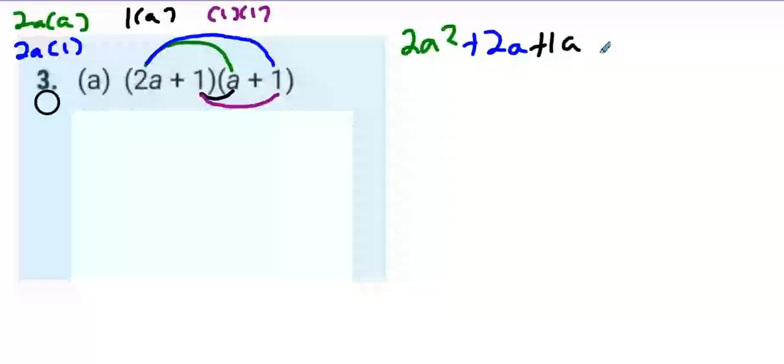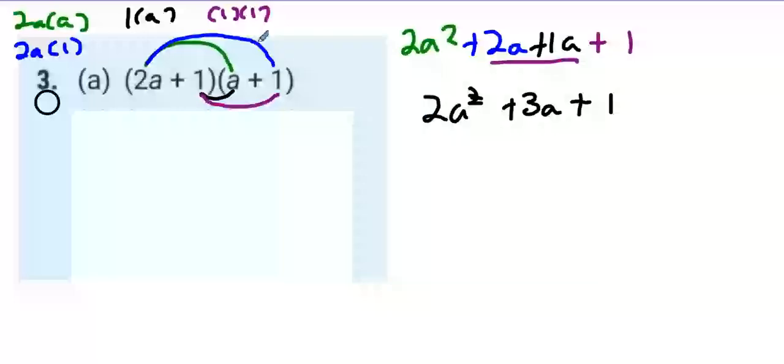Okay, and then what happens then? 2a squared, you can bring down as part of your answer, yeah. 3a, yeah. Plus 1. Okay.